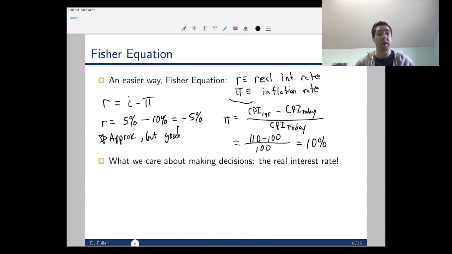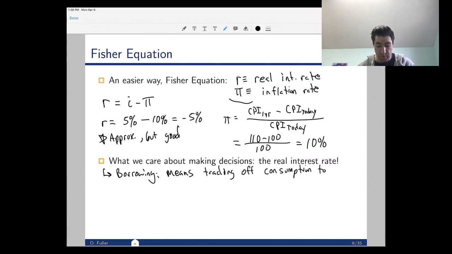Well, when I make decisions, what really matters to me is the real interest rate. Now let's think about why that is true exactly. So when we borrow, what we're effectively doing is making a trade-off or a decision between consuming something today and consuming something in the future. So borrowing means trading off consumption today, that's what I get when I borrow, versus consumption in the future.